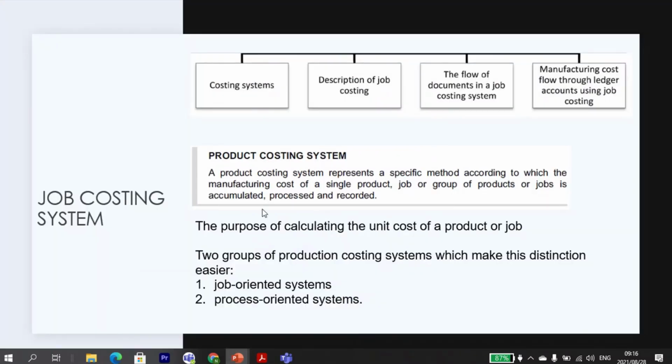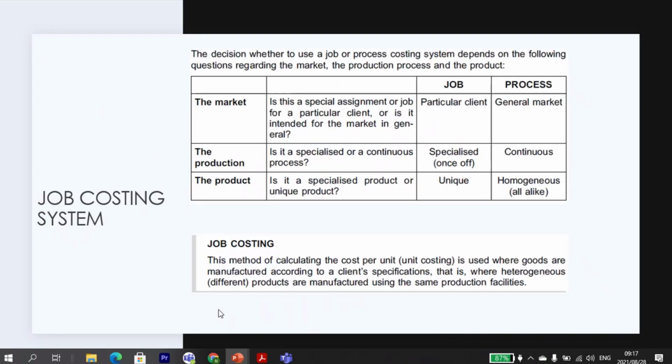All right, so I'm going back to say that all we're trying to do is to quantify our product or our job. And sometimes this product costing works for a specific job or a process. So if you look at your topics, there's job costing and then there's process costing, and then we'll see what the difference between the two is. But product costing is just for us to quantify how much it cost us to produce either a single product or a group of products.